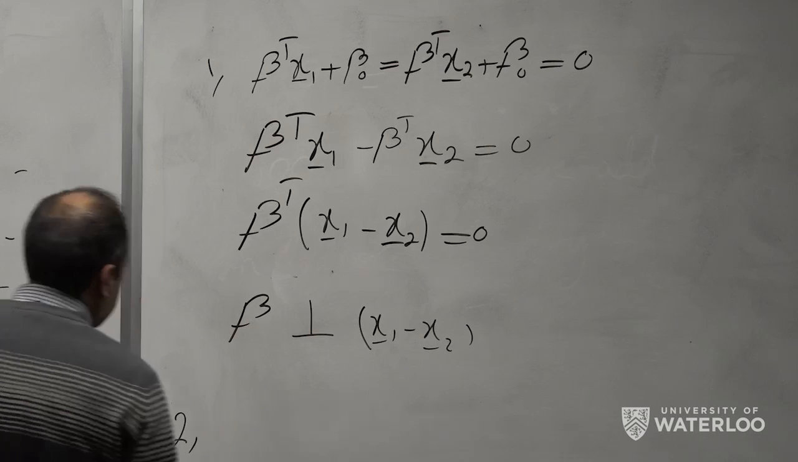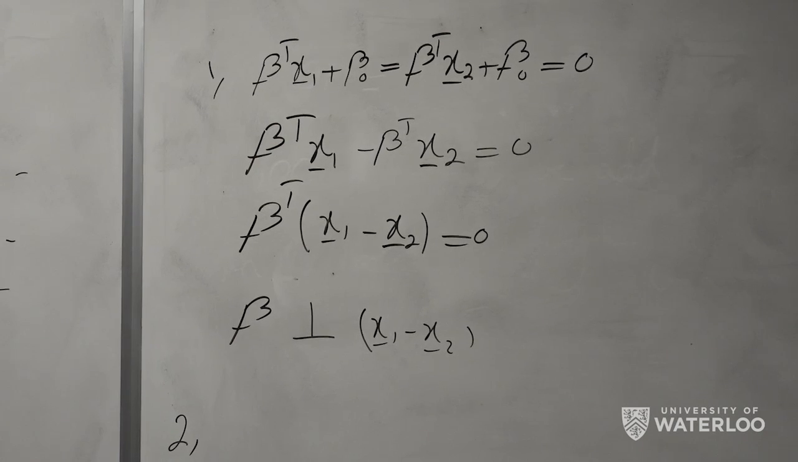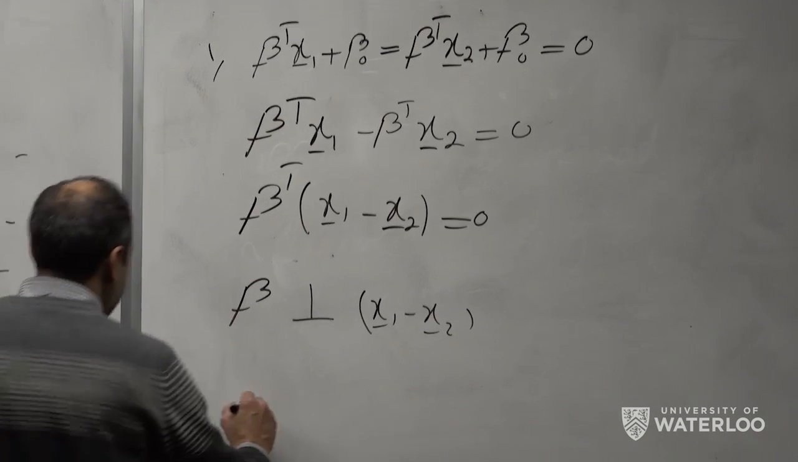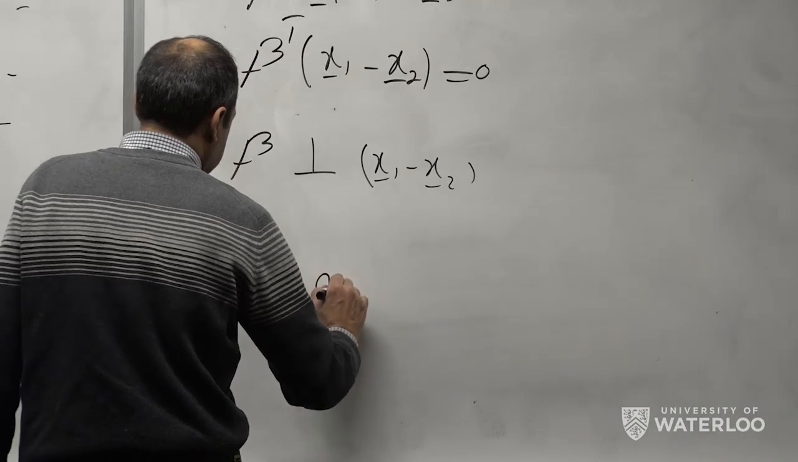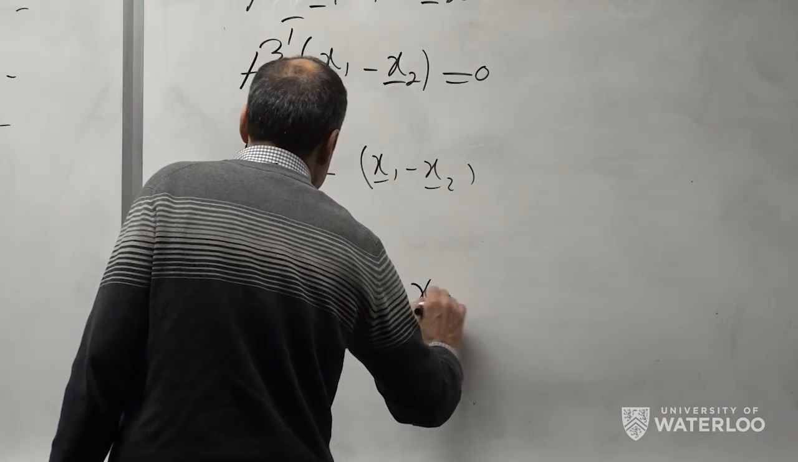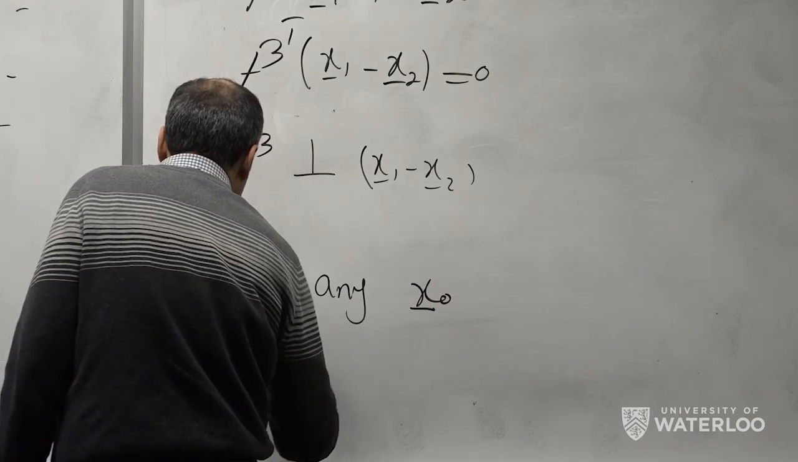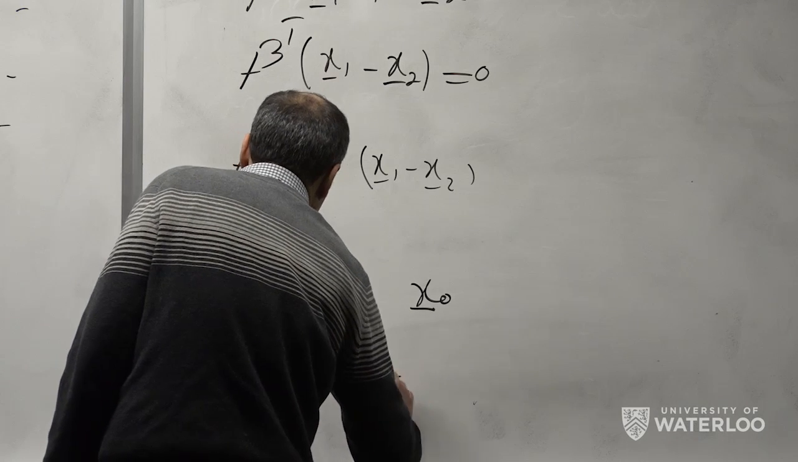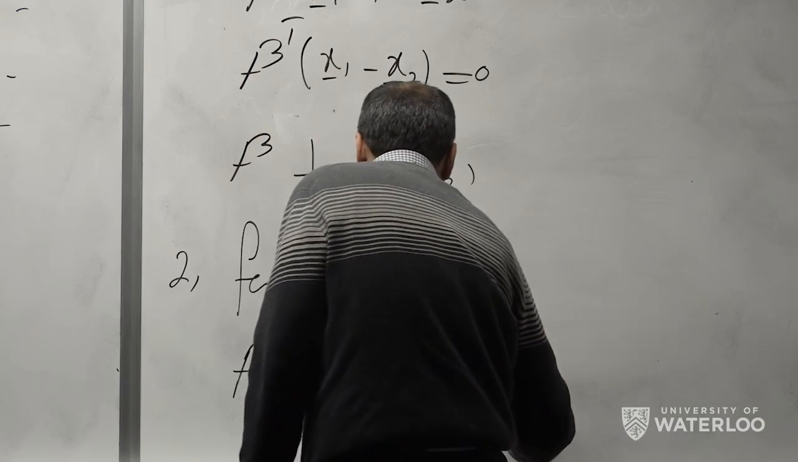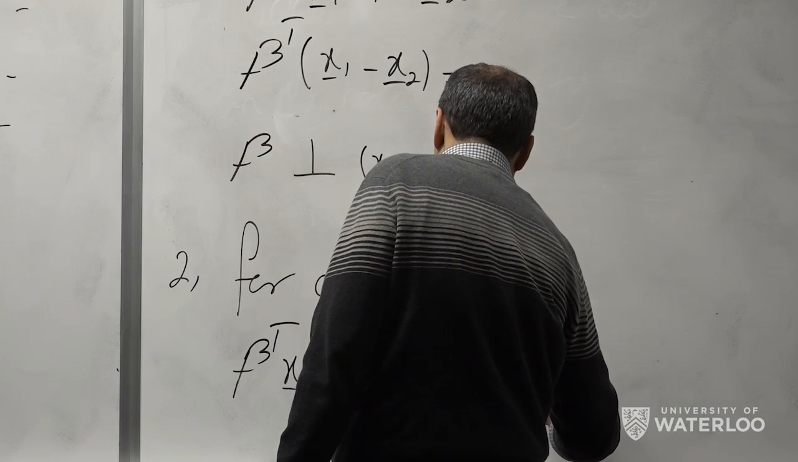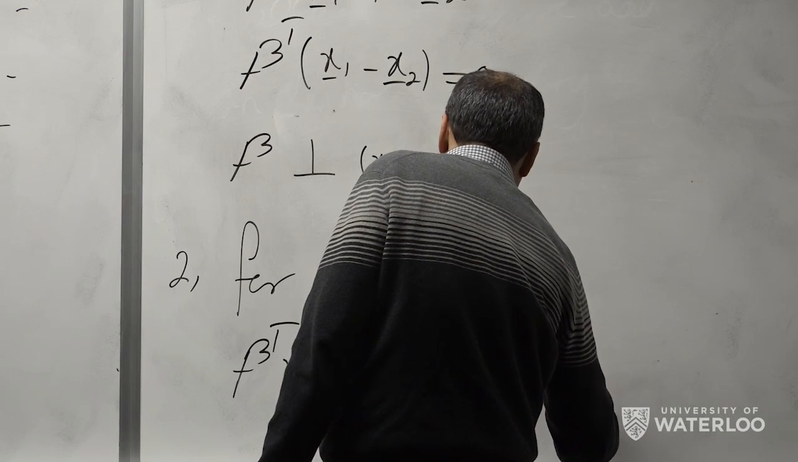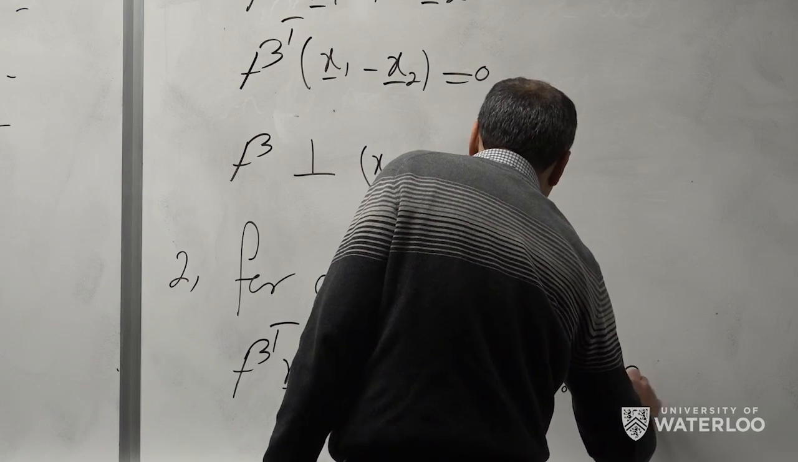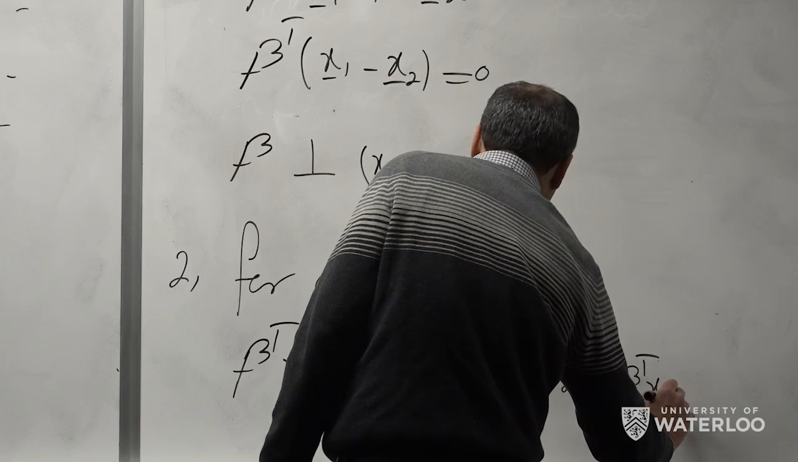Okay, the second property is that for any point x null on the hyperplane, beta transpose x null plus beta null is equal to 0. And this means that beta null is equal to minus beta transpose x null.